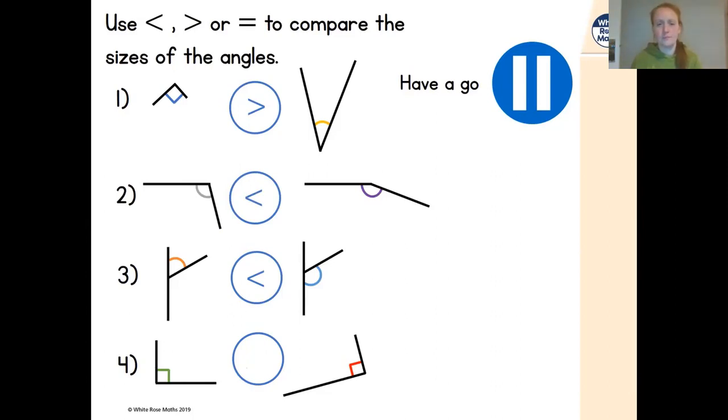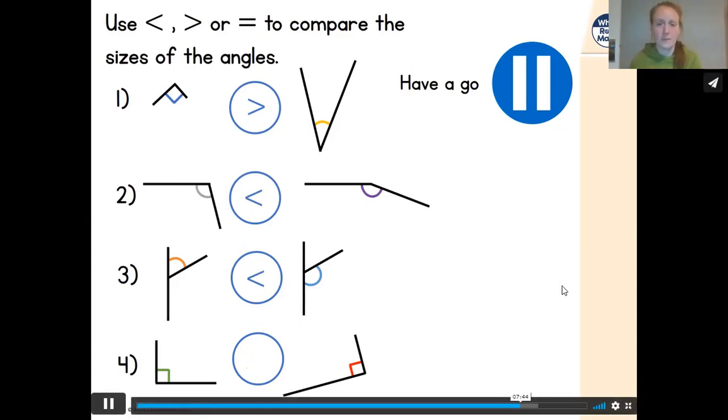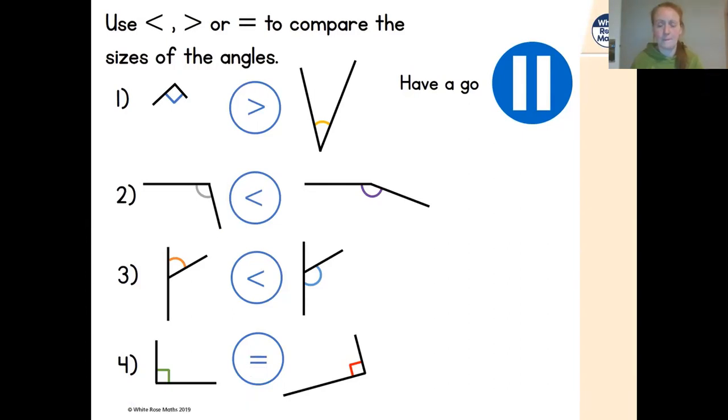And number four, well, the angles look quite different. They're in a different way around and things, but we can see that special right angle symbol is there for both. So they are equal to each other. They're both right angles.